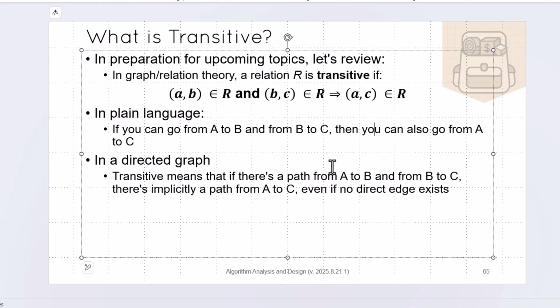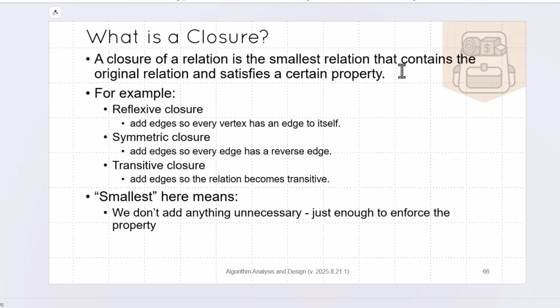This is the graph-related explanation, right? In a directed graph, transitive means that if there's a path from A to B and one from B to C, then there has to be a path from A to C, even if there's no direct edge, because we could go first to B from A, and then from B to C. So ultimately you can get there.